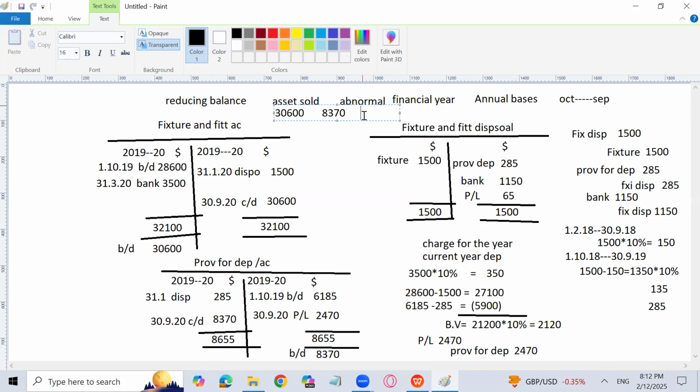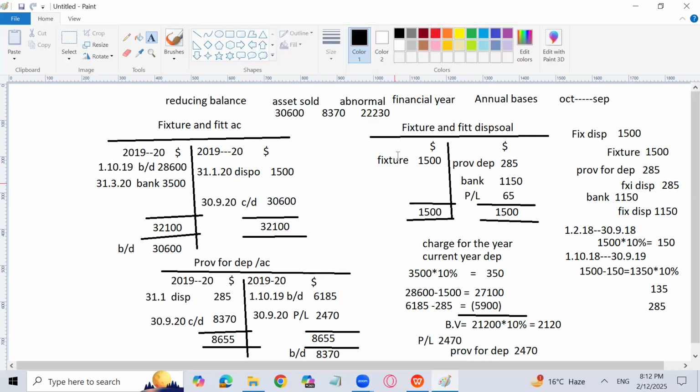Which is the net book value of the assets, and that is going to be 22,230. Yes. So you can write that also if required. So this is how we are done with this question. If you have any problem, you can ask me, and you can take the pick also, whatever required.